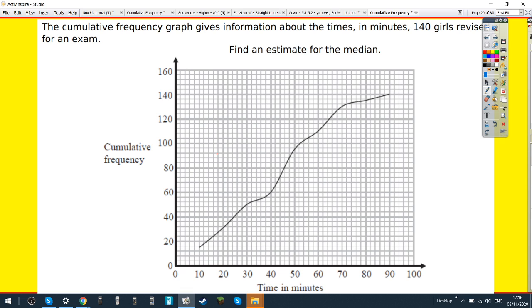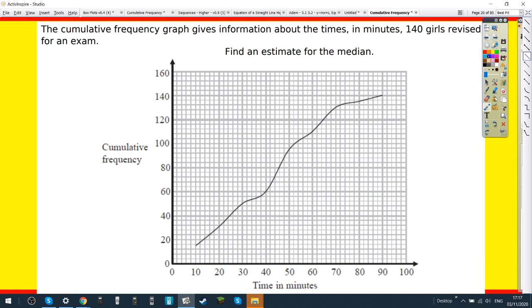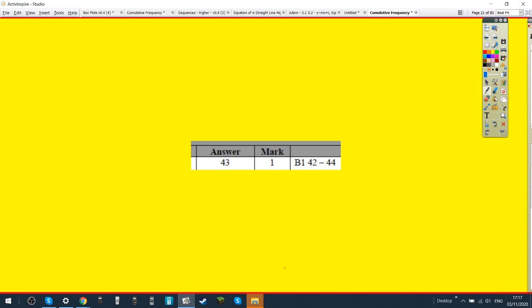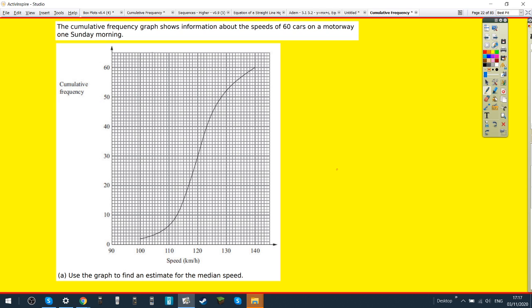How about this one? Okay, so the middle is 70. Mm-hmm. And 70 goes down to 44. That's a good point, yeah. It's about 44. So it's 43. Anything between 42 and 44. I think you're good for these. Yeah.